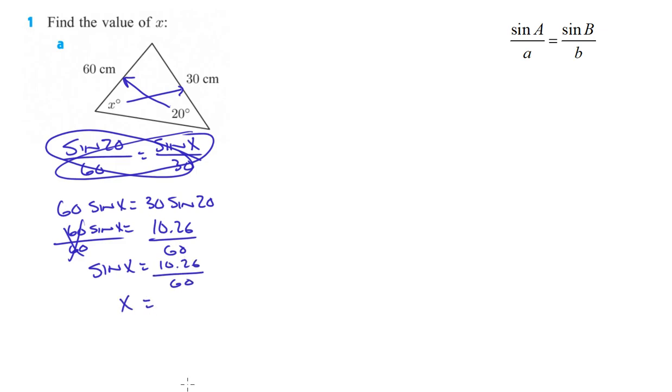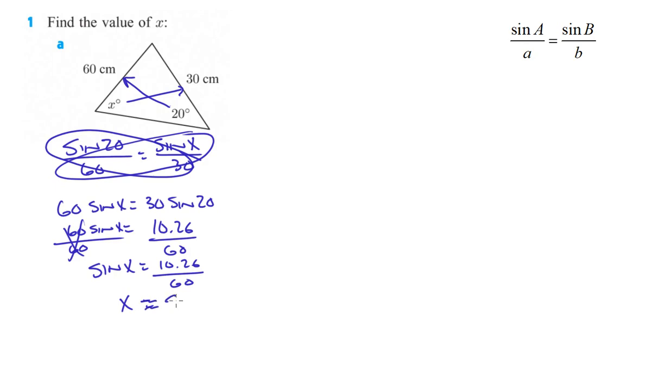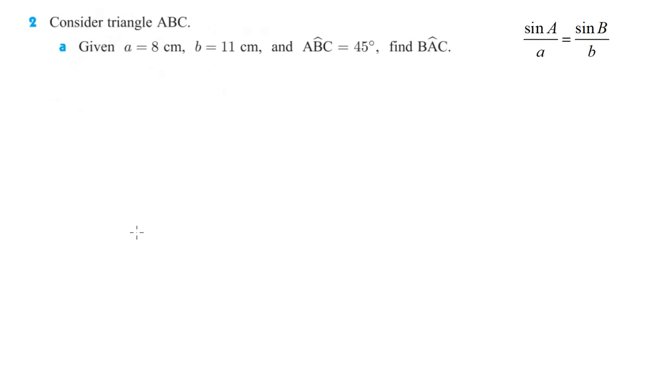Right? So to figure out that angle, whenever you're looking for an angle, it's always second sine of 10.26 divided by 60. And that gives us about 9.8, and that's going to be degrees, isn't it? Yep. Okay. So that's that one. Let's take a look at number 2.